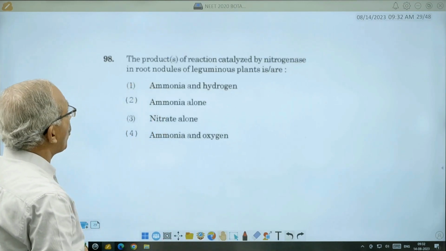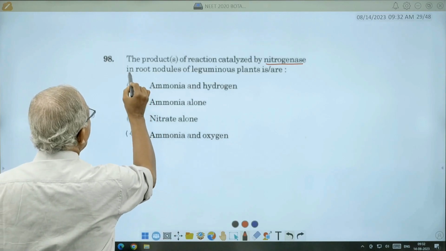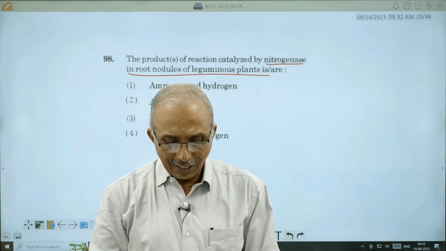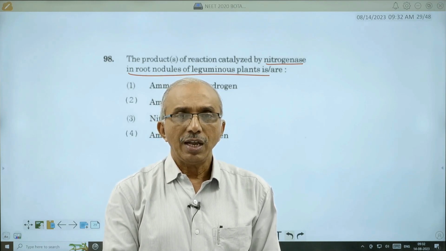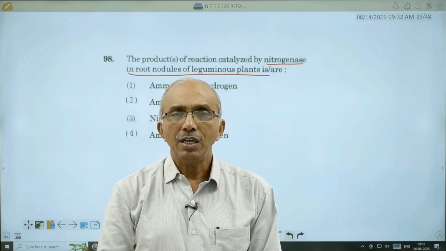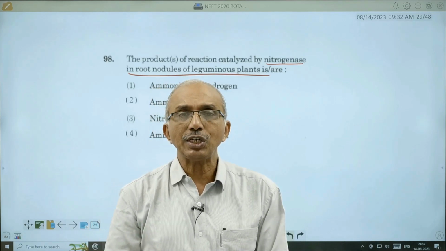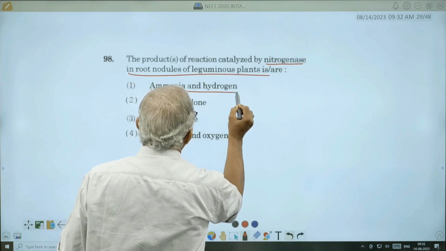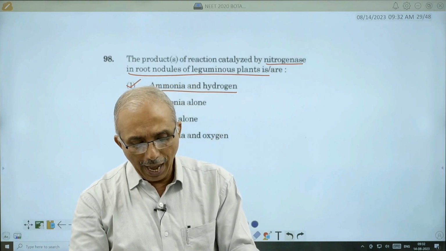The products of reaction catalyzed by nitrogenase in root nodules of leguminous plants. What are the products? Nitrogenase is an enzyme which catalyzes nitrogen fixation, and it occurs symbiotically in the root nodules of leguminous plants. Here the question is, what are the products of nitrogen fixation? The product of nitrogen fixation is ammonia and hydrogen.